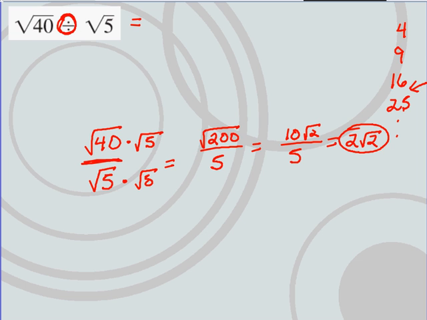Can you divide them when they're both radicals? Sure. The square root of 40 divided by the square root of 5 is the square root of 8. That'd been easier. But that's not 2 root 2. Yes, it is. The square root of 8 is the square root of 4 times the square root of 2, which is 2 root 2.